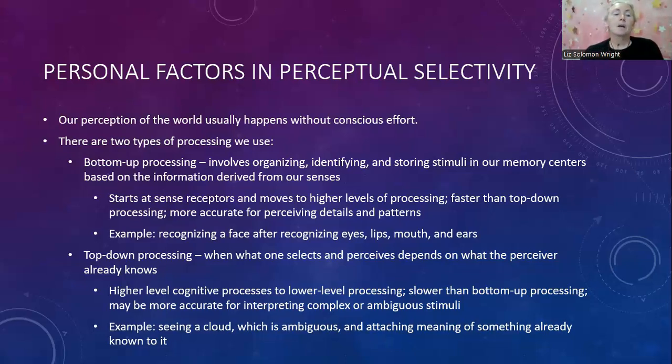Okay. And then top-down processing, that's when what we select and perceive depends on what we already know. So these go from higher level cognitive processes to lower level processing. It's slower than bottom-up processing, but it may be more accurate if we're interpreting things that are really complex or maybe even ambiguous.